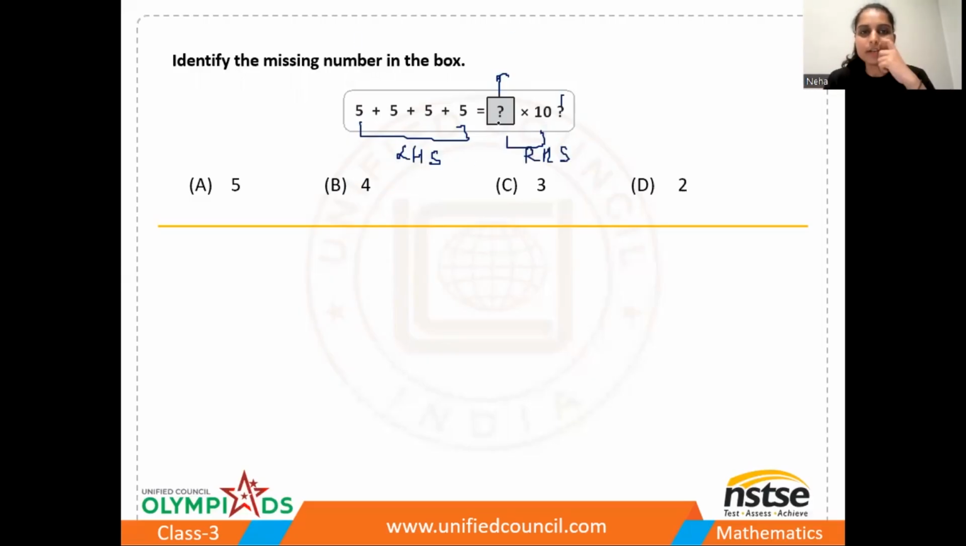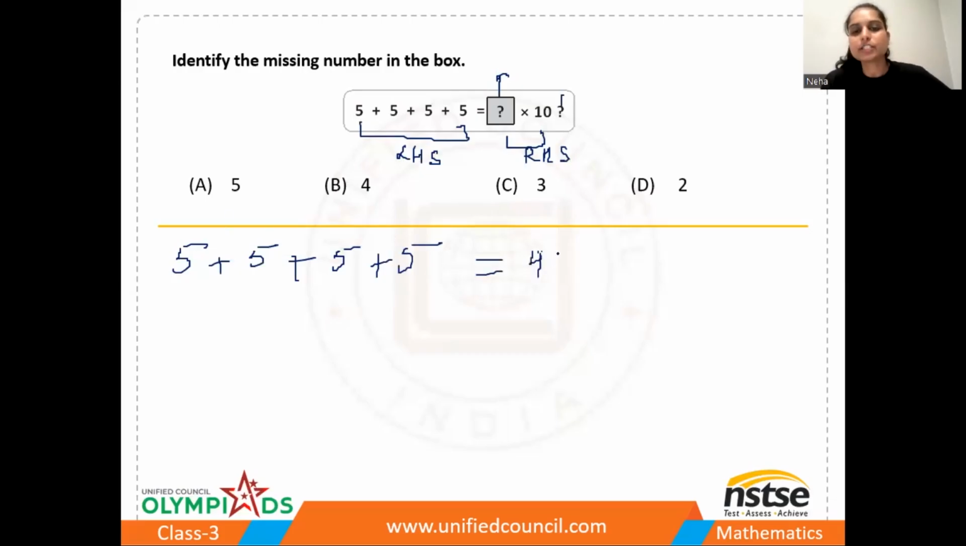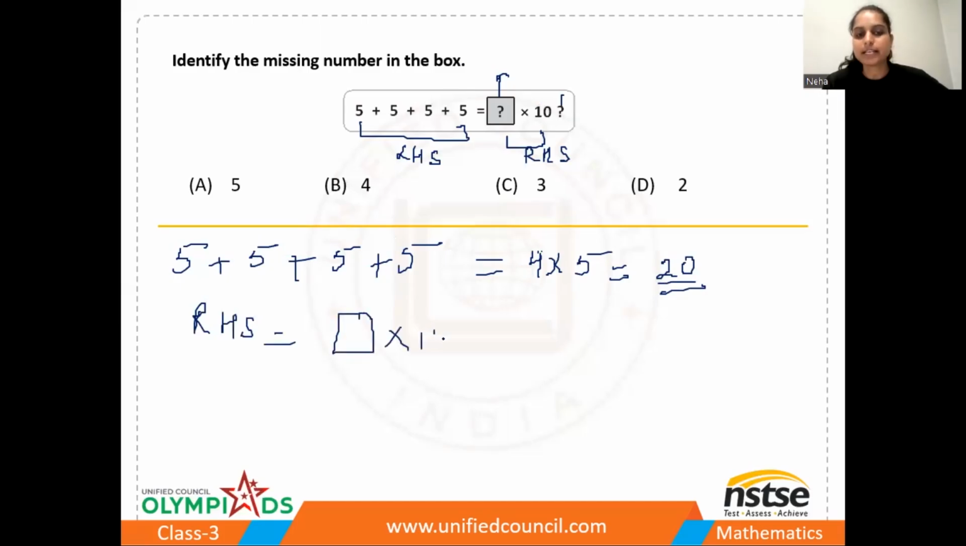So what is the value for LHS? The LHS is 5 plus 5 plus 5 plus 5. Adding 5 four times, or I can just multiply 4 with 5, both are equal. So 5 times 4 is 20. The value of LHS is equal to 20. Now the RHS has one missing quantity, and this is 10. When we multiply 2 with 10, it gives you 20. So yes, option D is your right answer.